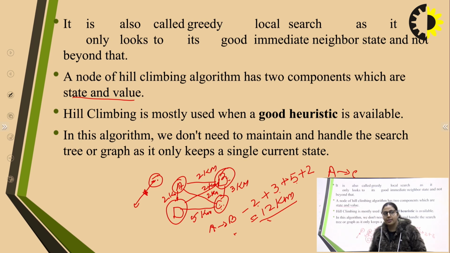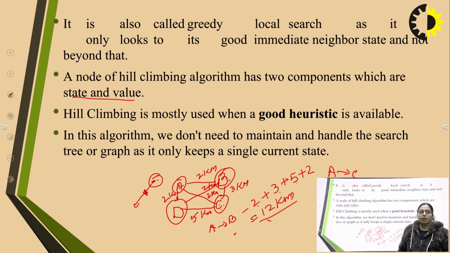So these are the states and the values, right? Hill climbing, in almost every case, gives a good heuristic value that is available in the problem or in the solution. Every time it gives a good heuristic solution that is available in the solution set.